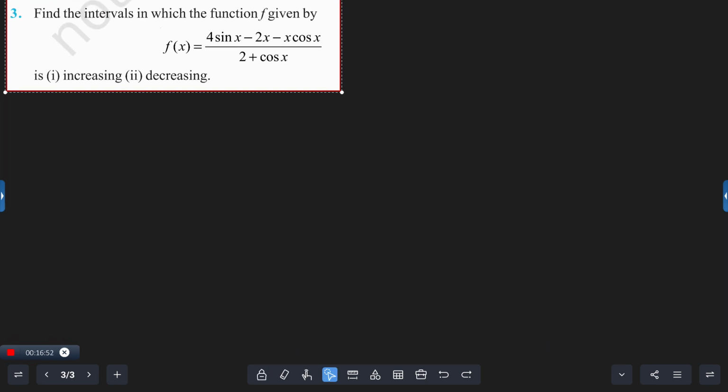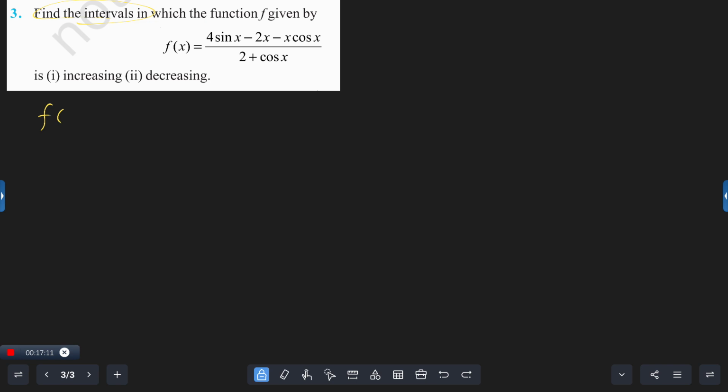This is about increasing, decreasing. Children, listen. Find the interval. They are asking the interval in which the function is increasing and decreasing. For increasing, decreasing word, what we have to do, the f of x.